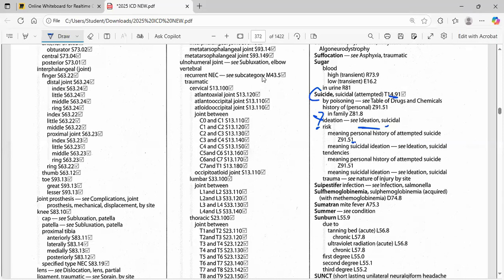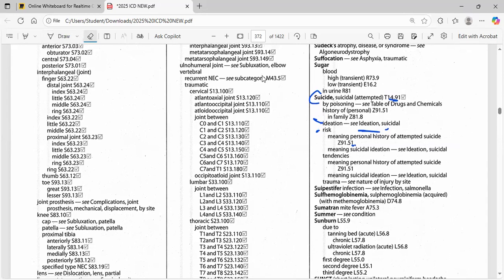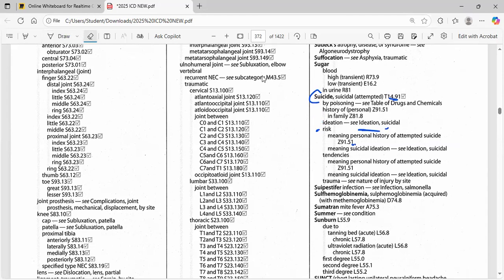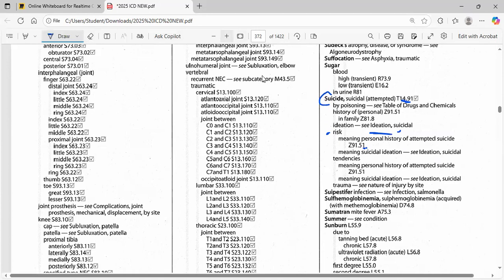So we have to make sure that... So will this Z91.51 include both suicide ideation and suicide risk? Not ideation, because this risk is not under the ideation. Let me zoom this out. Just a second.